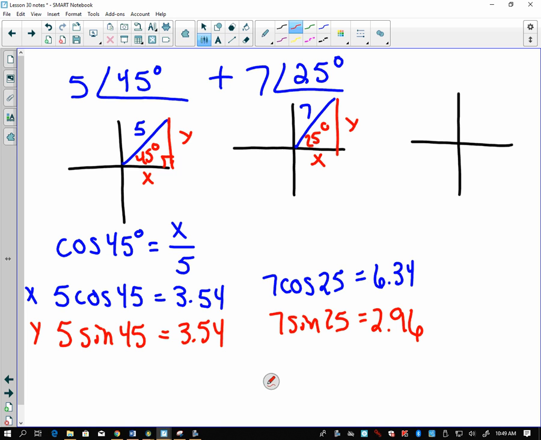All right, 7 sine 25, what did you say, David? 2.96, okay? And because we're adding these things together, I'm taking the results of my x's and adding them together. And I'm going to take the results of my y's and add them together. So 3.54 plus 6.34. What do you get?